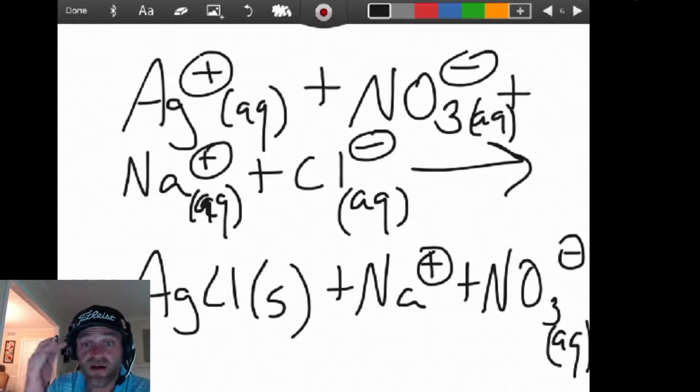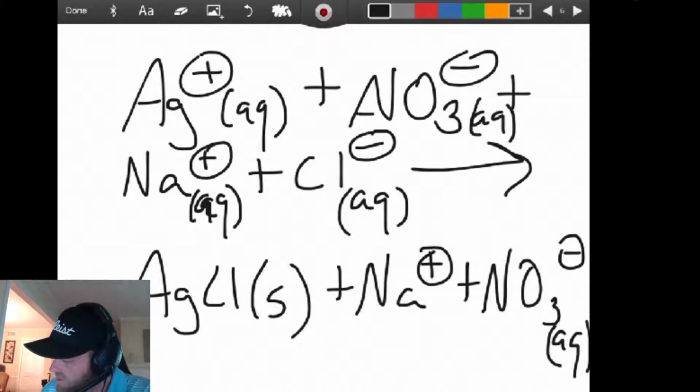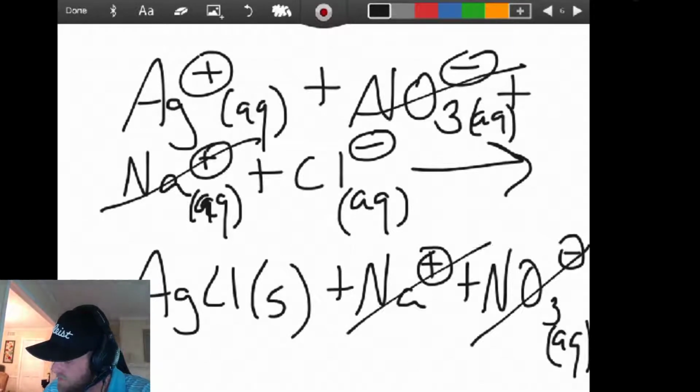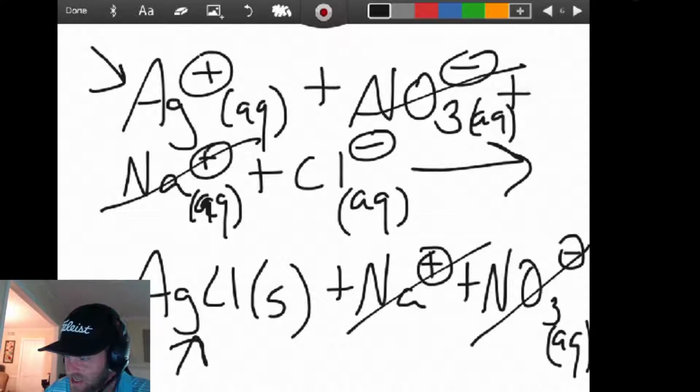Okay, so now, net ionic equation. Mark out everything that's the exact same on the left side as it is on the right. So nitrate is the same on the left, same on the right. Mark both of those out. Sodium is the same on the left as it is on the right, so I'll mark both of those out. Ag, silver, joins up with chlorine, so that's not the same. It's positively charged on the left side. There's no charge on the right side. Remember, anything that's a solid, liquid, or gas has no charge.